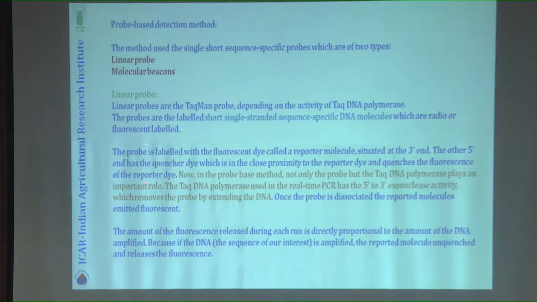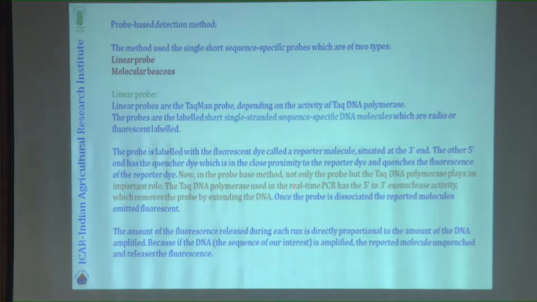And the other end has a quencher. Just because the reporter and quencher are very close by, they will not be able to emit fluorescence. But the moment they are separated, they will be able to emit more fluorescence. So in the probe-based method, not only the probe, but also the Taq DNA polymerase plays an important role.